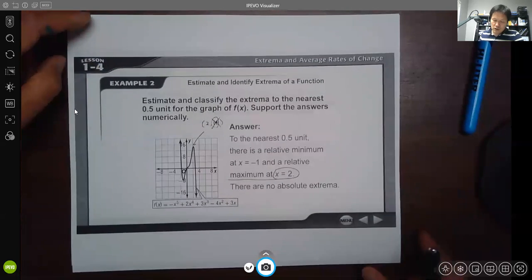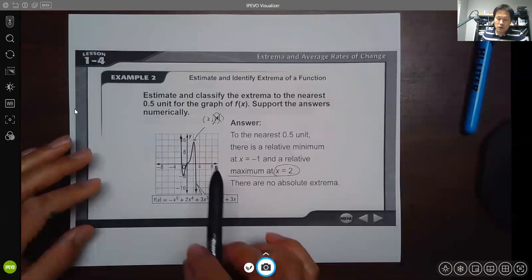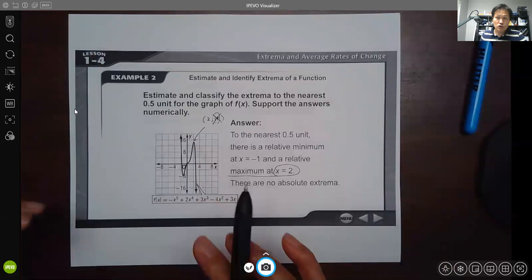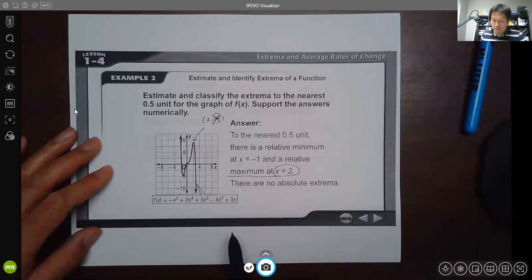I don't think they're asking for the x value here. I don't think they're asking for the actual maximum. They're asking just to find at what x value we have a maximum. Okay.